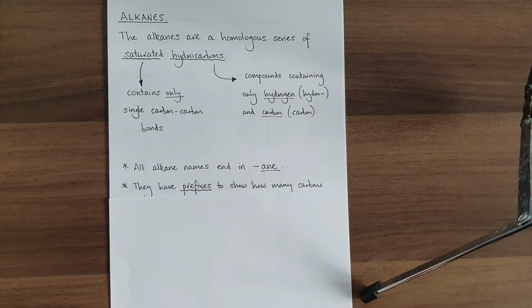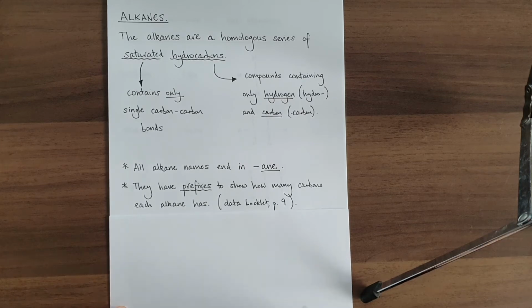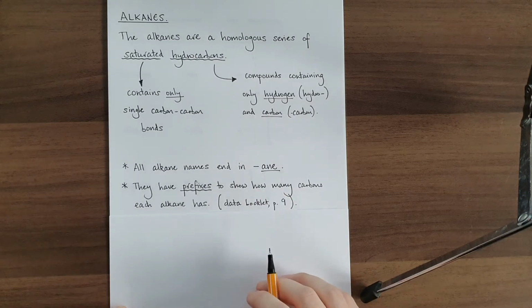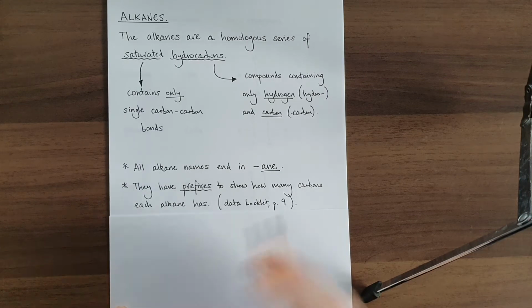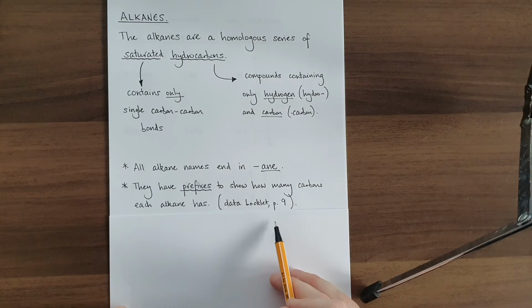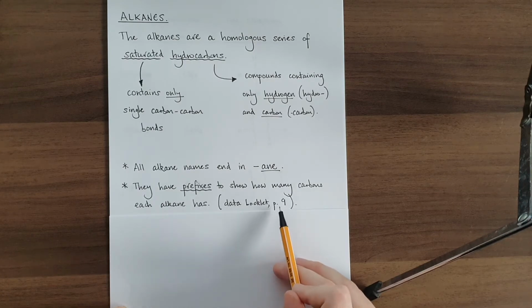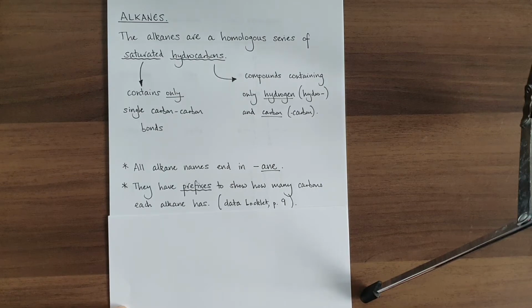They also have prefixes to show how many carbons are in each alkane. We're going to look at that in detail in a second, but the first 8 alkanes, which is the only set that you need to know, up to number 8, are all listed in the data booklet on page 9, so make sure to have a look at that. But we'll come to that in a second.